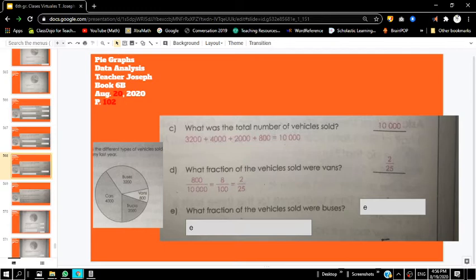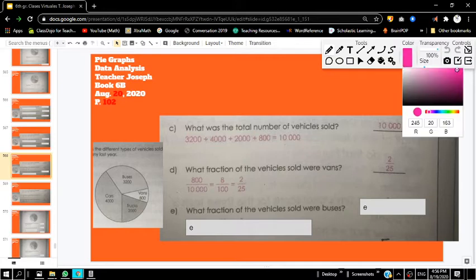Letter E says, what fraction of the vehicles sold were buses? Well, if we look at the number of buses, we have 3,200, and the total is 10,000. So let's take a look at this.